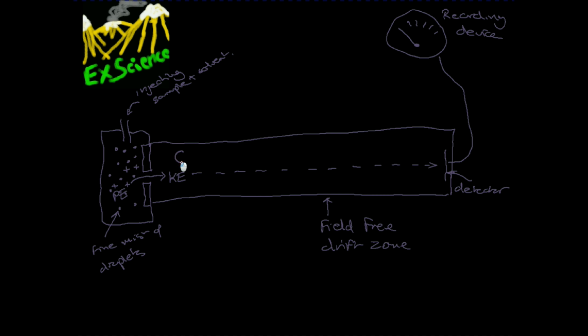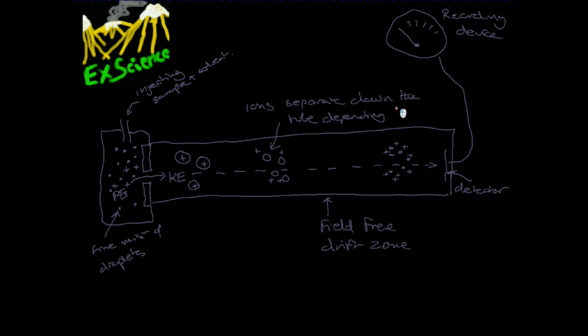So we have larger particles, and these particles are very small here. The smaller particles move faster and therefore they hit the detector first. So ions separate down the tube depending on their mass to charge ratio.